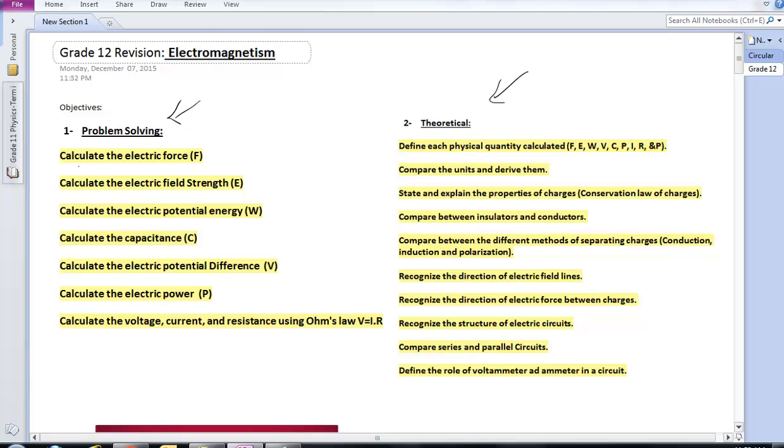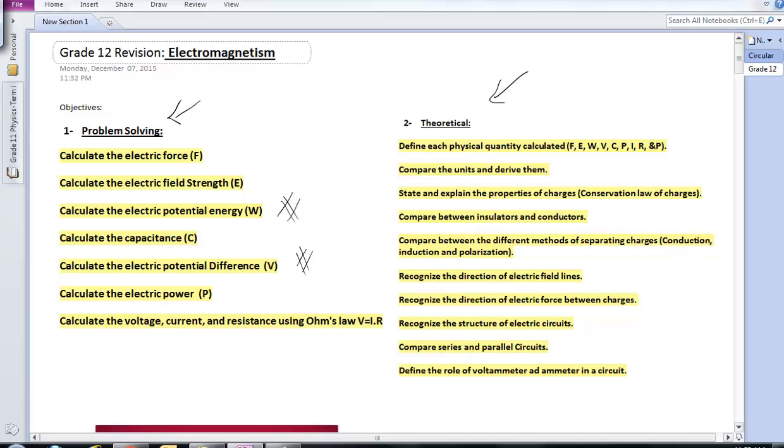Basically, you need to be able to calculate the electric force using Coulomb's law. The second objective is to calculate the electric field strength, which is E, using the two formulas that we will discuss later. Also, you need to be able to calculate the electric potential energy and electric potential difference. Those are two related concepts. Because one of them is an electric potential energy and the other one an electric potential difference, you need to be able to differentiate between the two values.